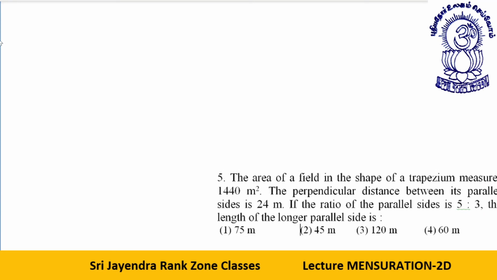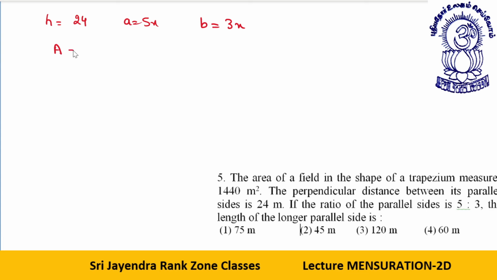The area of a field in the shape of a trapezium measures 1440. The perpendicular distance between the parallel sides is 24. H is equal to 24. If the ratio of parallel sides is 5 is to 3, let's say A is equal to 5x, B is equal to 3x. The length of the longer parallel side is easy.